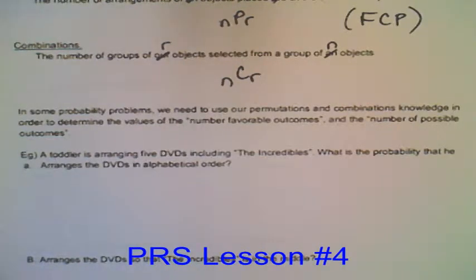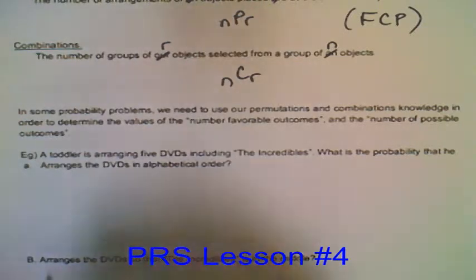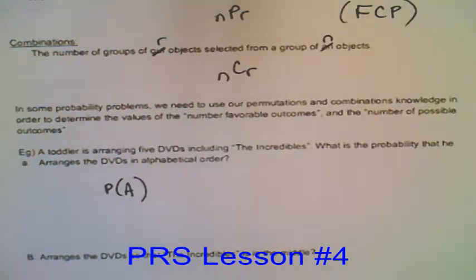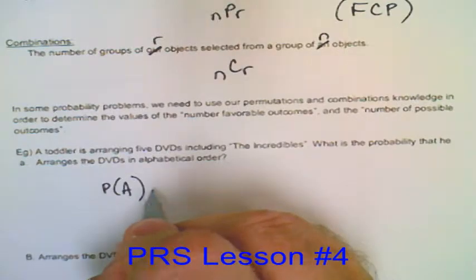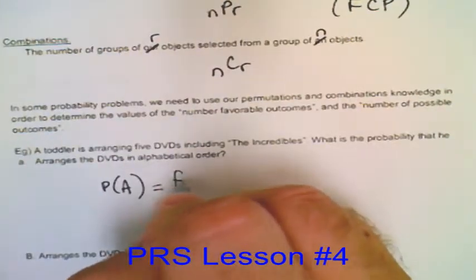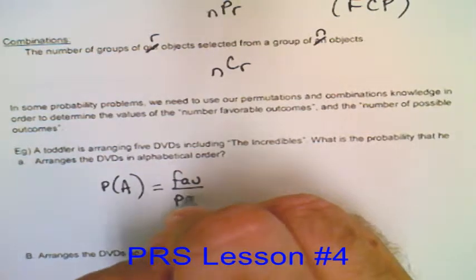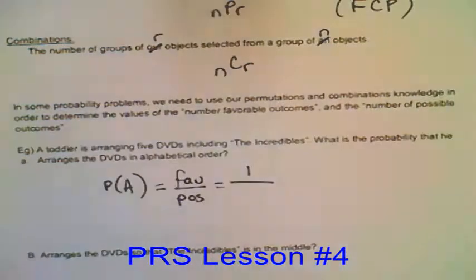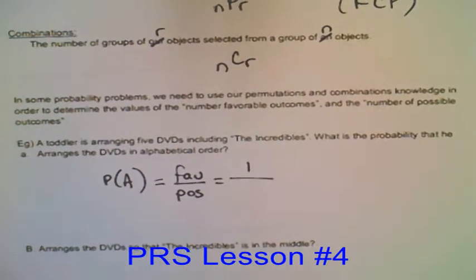Now, this is the question we kind of did yesterday. A toddler is arranging 5 DVDs, including The Incredibles. What is the probability that he arranges them in alphabetical order? So the probability that it's alphabetical, I'm just going to write P of A. Well, it's favorable over possible. So that much is set. There's one favorable alphabetical order.